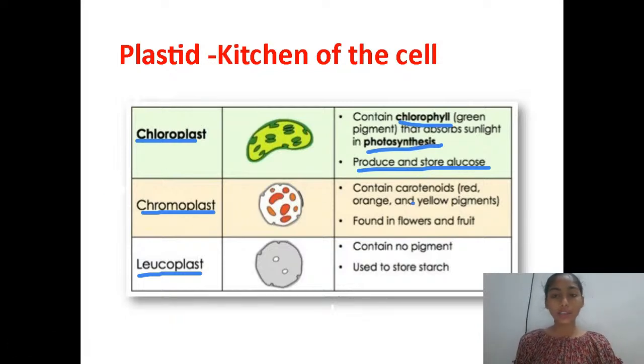Next is chromoplast. Chromoplast contains carotenoids. Chloroplast is present in leaves.